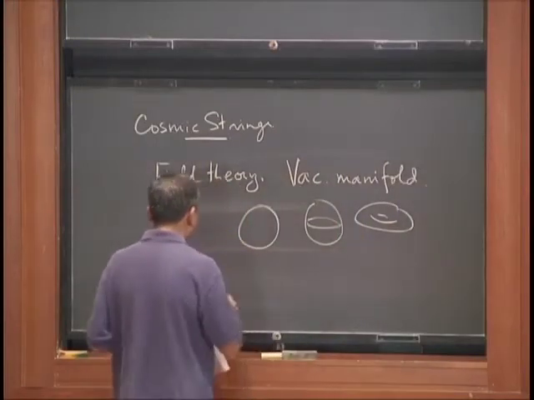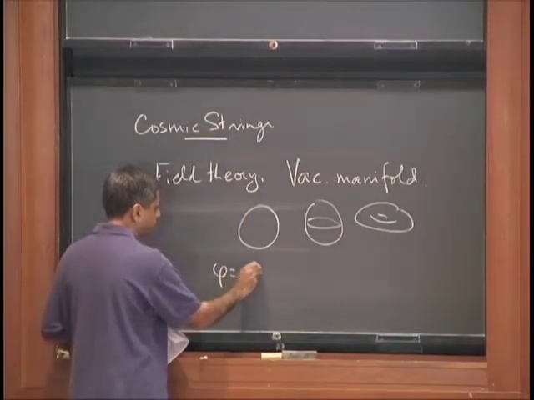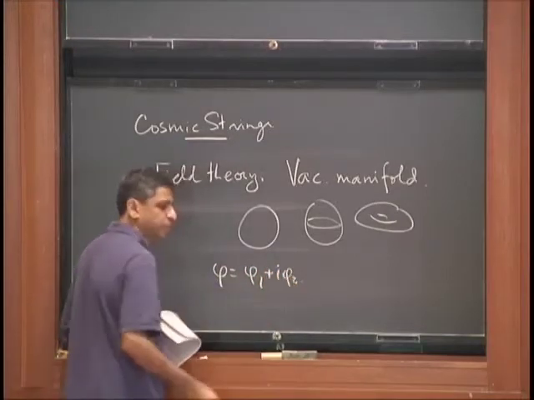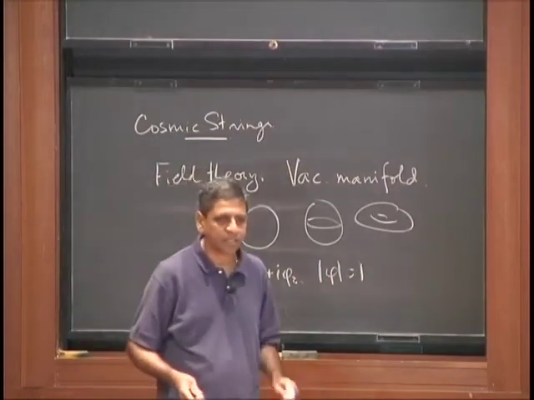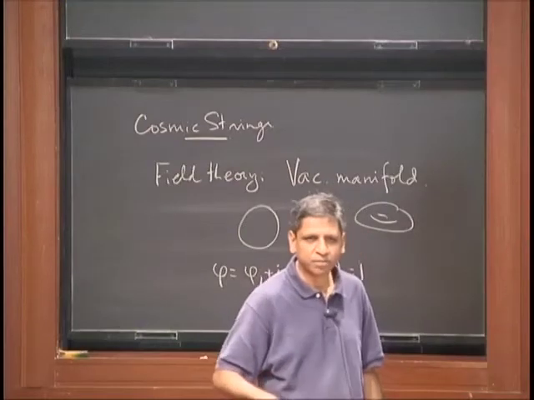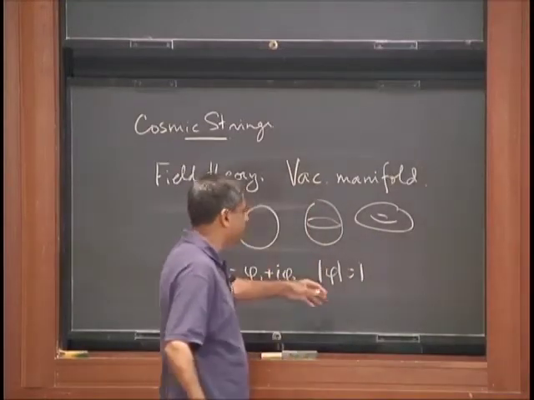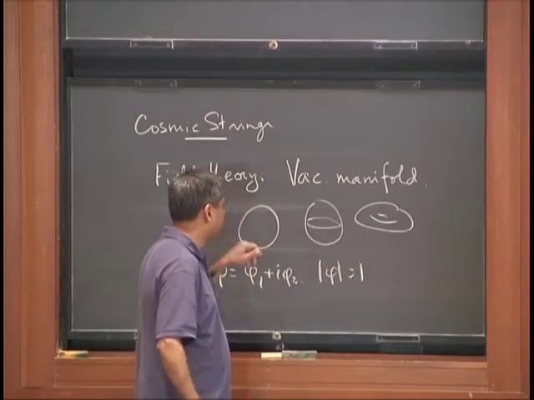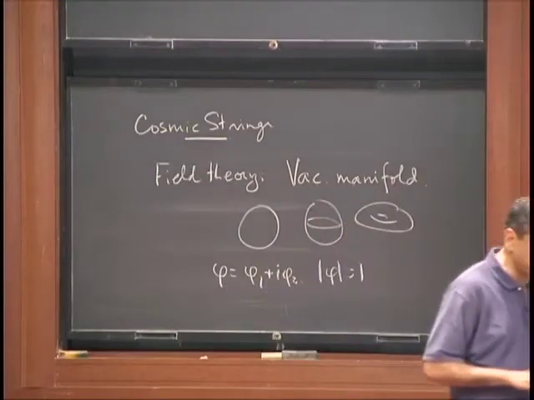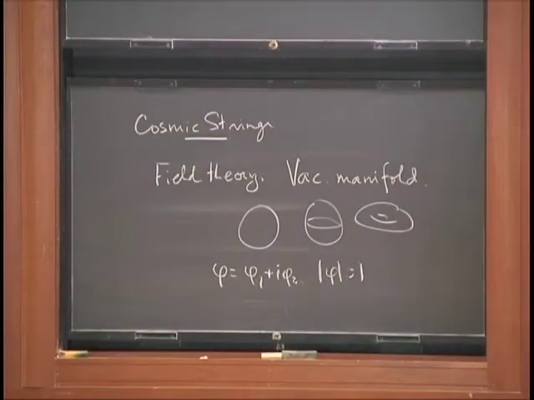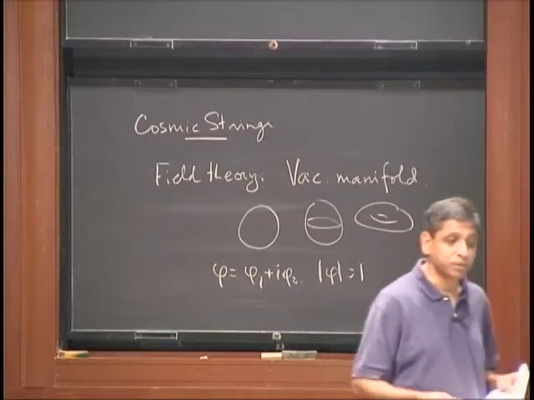For example, if you have a complex scalar field and you require that its modulus be 1, this is the minimum of the potential, then of course this is a circle, because it's basically phi 1 squared plus phi 2 squared is 1. The vacuum manifold becomes relevant at a phase transition. When you have a symmetry breaking, all of a sudden the field has to decide to live on some point of the vacuum manifold.